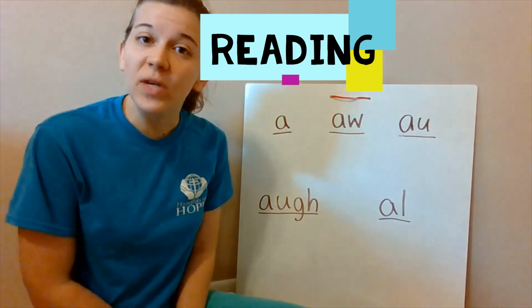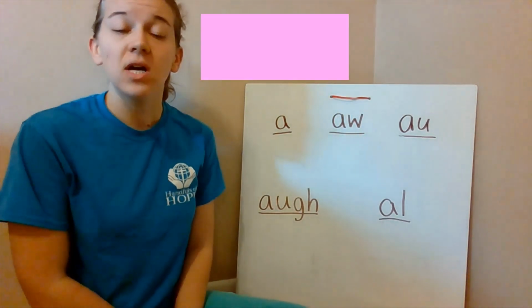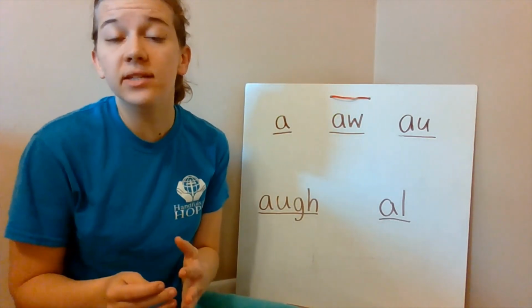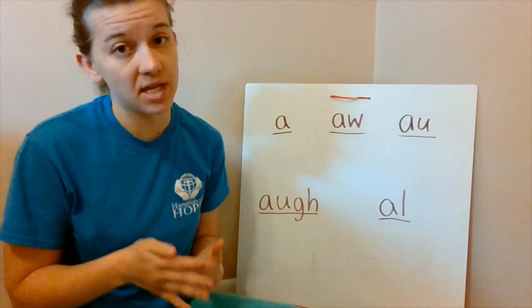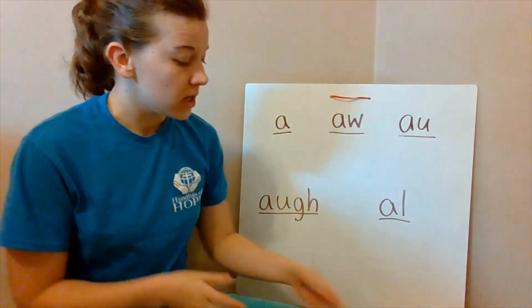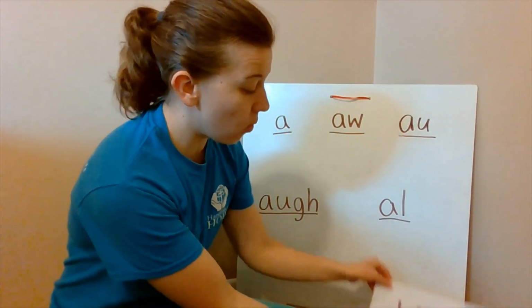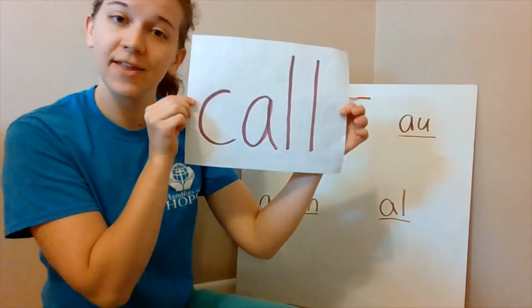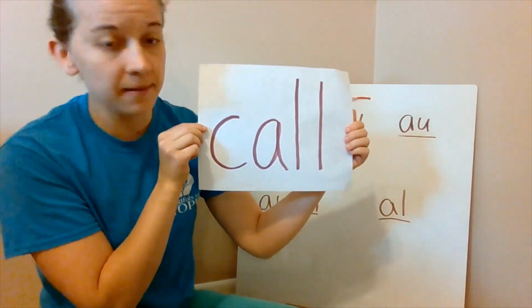In reading this week, you are going to be learning about another type of sound and then the different letter combinations that make that sound. All right, so to talk about our sound, we're going to start with a word. This is our word that we're going to look at. So let's tap this out and figure out what it says.